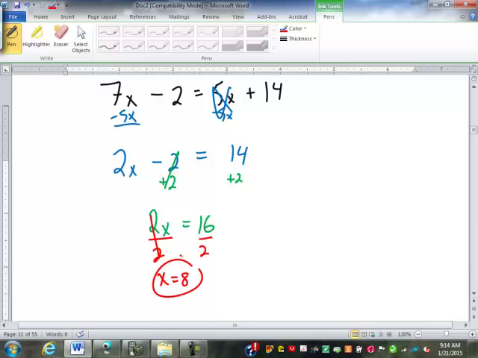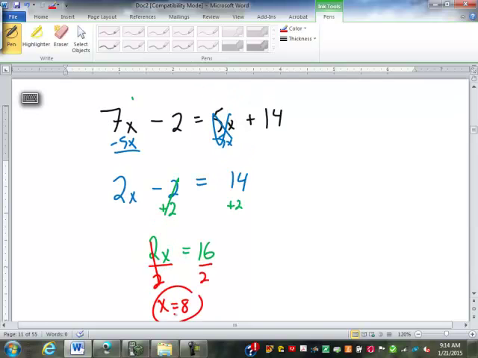And of course, as always, we can double check these. We can take the x up here and replace it with 8 and see if it works. What's 7 times 8? 56 minus 2 would be 54. 5 times 8? 40 plus 14 would be 54. So we have the same value on each side of the equation, so that tells us we did it right. So you can always double check your answers if you're not sure.